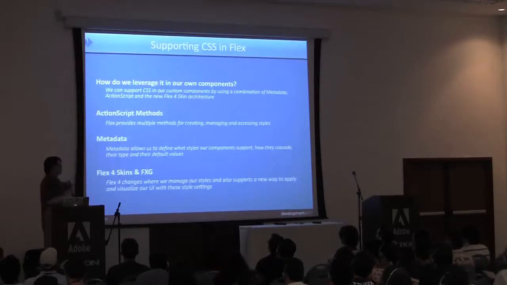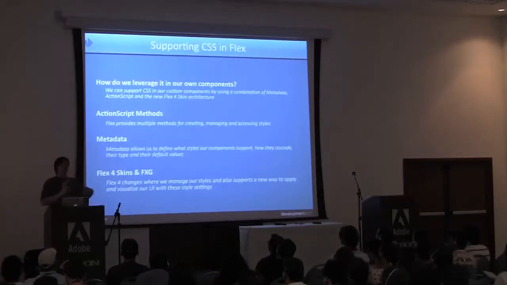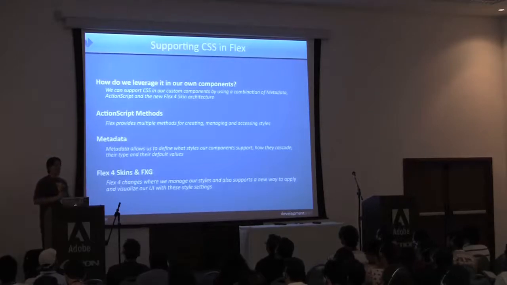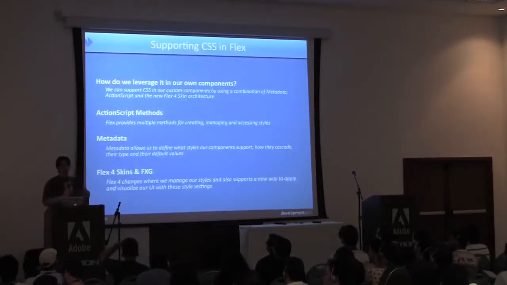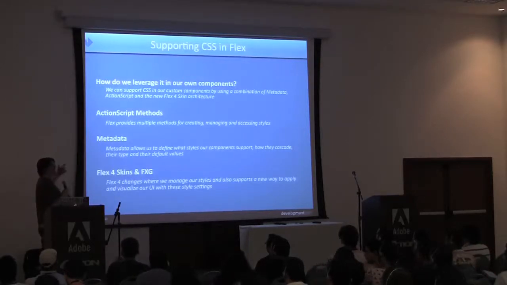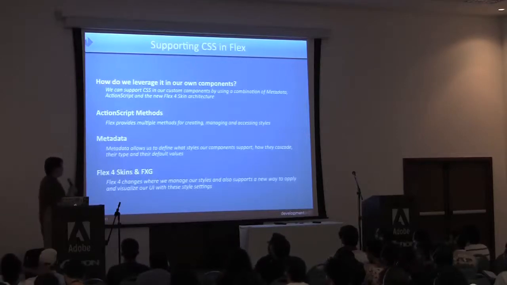Okay, so now we've talked about CSS and what it's actually doing, what it gives us in our applications. How can we actually leverage it when we're creating our own components? How can we make sure that we take advantage of this? There's really three areas we need to look at when we're talking about CSS in our applications. So the first thing is ActionScript methods.